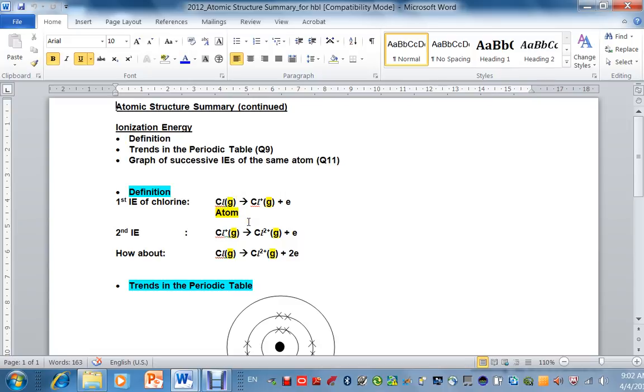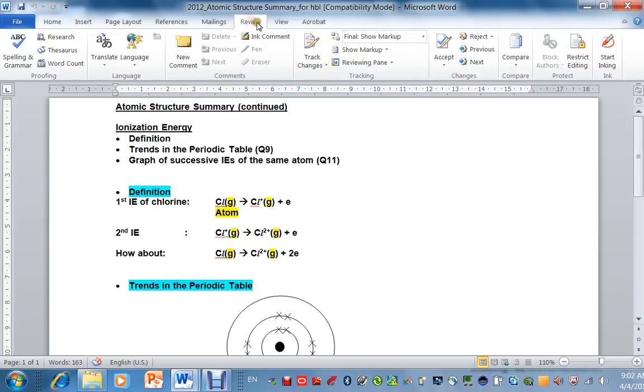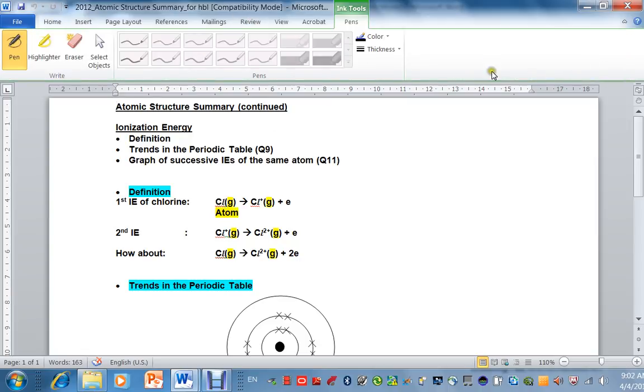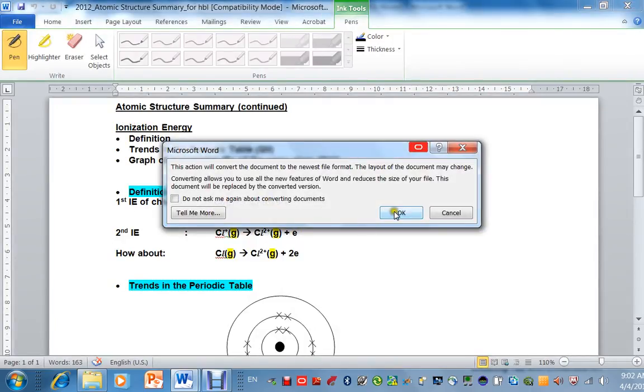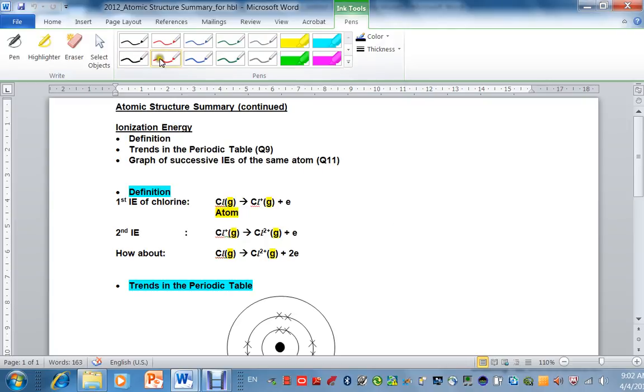Second IE is when you remove the next electron. Here you are removing an electron from the +1 ion. So again, everything is in the gaseous state. Now I have a question. How about the energy required for this process? The answer is the energy required for this process is the sum of first and second IE.